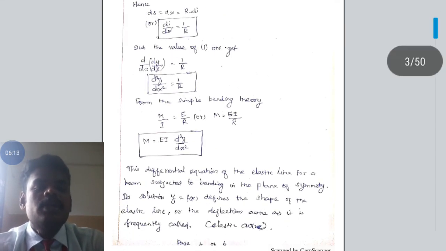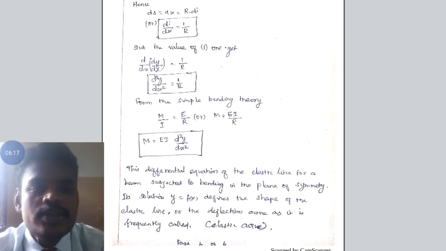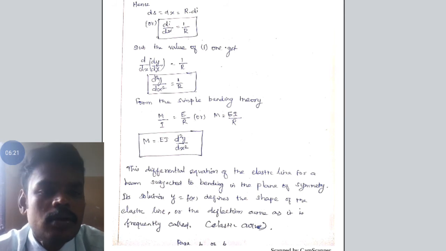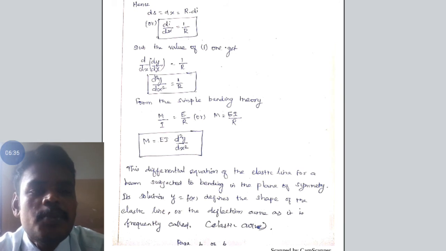From the simple bending theory, in second unit we have already studied the simple bending equation. M by I is equal to sigma by y is equal to E by R. From this relation we can write M by I is equal to E by R. By reducing this equation, M is equal to EI divided by R. Or we can write M is equal to EI into 1 by R, which is EI into d square y by dx square.